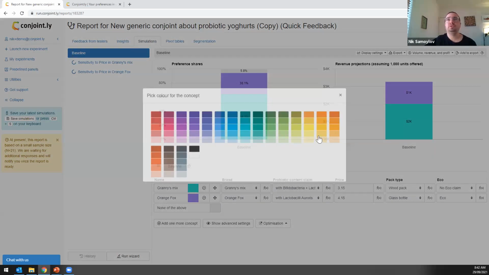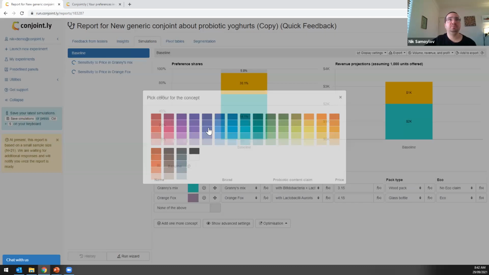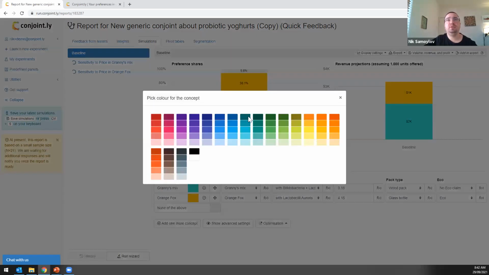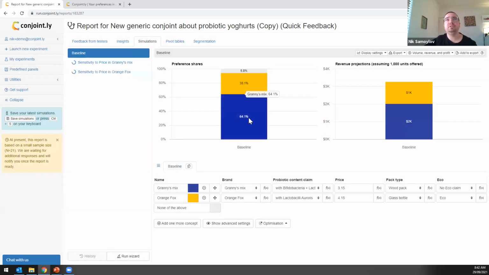Let's put orange for Orange Fox, and Granny's Mix will be blue. So we'll be the blue one. So we see that with this configuration, 64% of respondents would go for Granny's Mix and 34% for Orange Fox. And then we can do more from this. We can, for example, say, what happens if we change price?